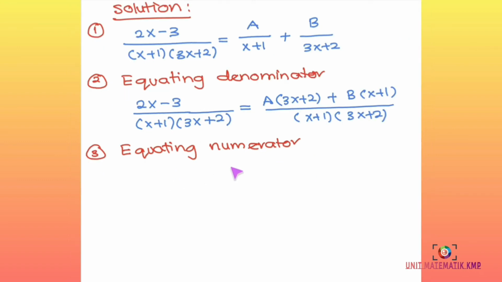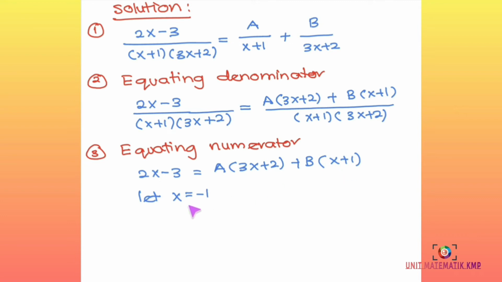Next we need to equate the numerators. So equating numerators, we have 2x - 3 equal to A times (3x + 2) plus B times (x + 1). From here, we need to find the values of A and B. Let's use the substitution method. Let's say x equals negative 1.